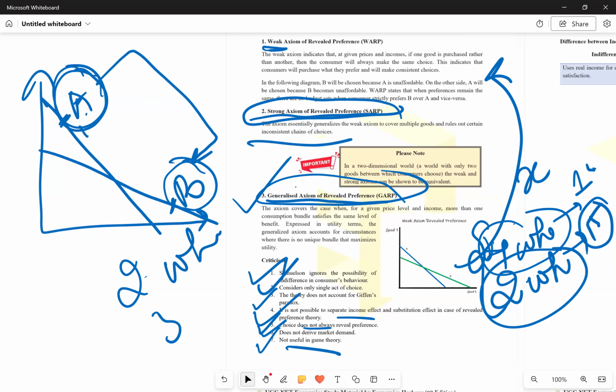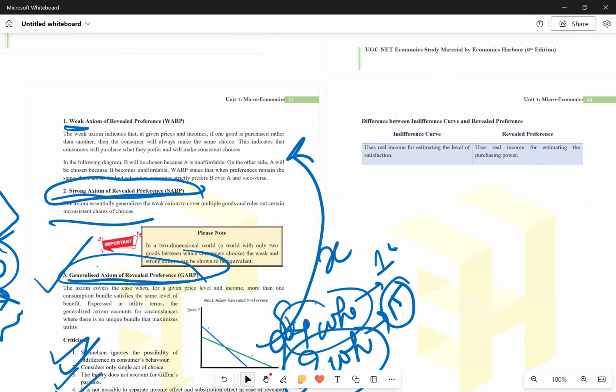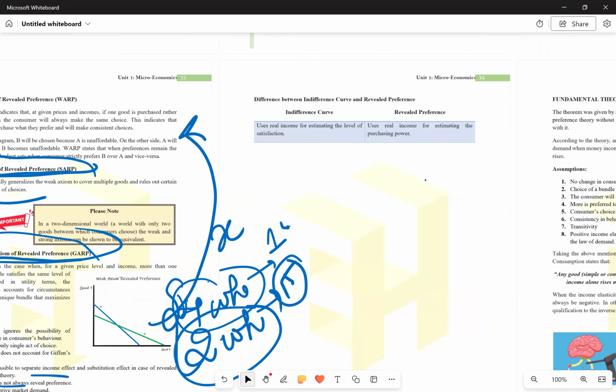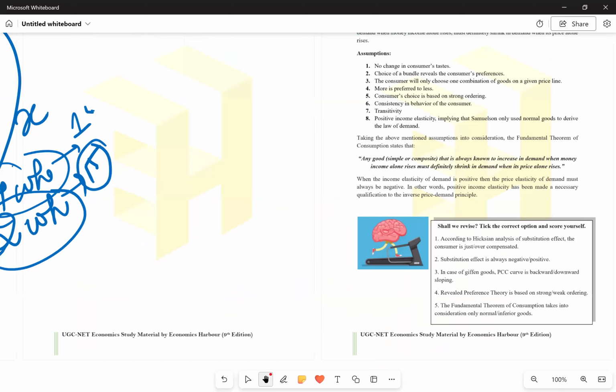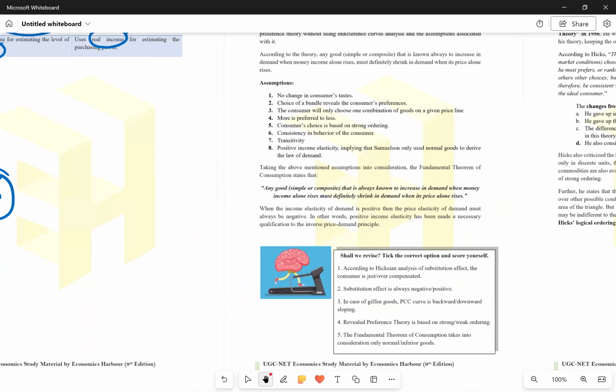So that's how. And what is the major difference between your indifference curve and your revealed preferences? Indifference curve analysis uses the real income aspect for satisfaction, to achieve the level of satisfaction, whereas in revealed preference, we are only identifying the purchasing power. Okay. Clear till here? Yes, ma'am.